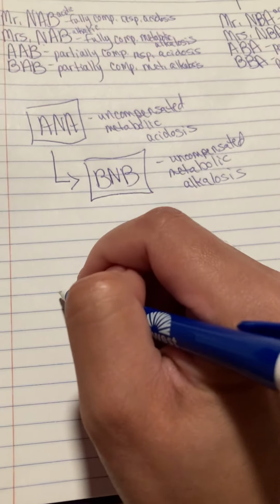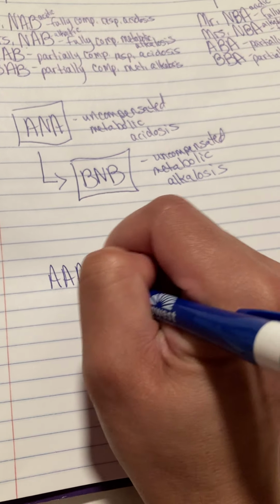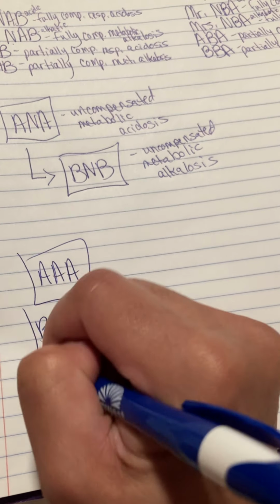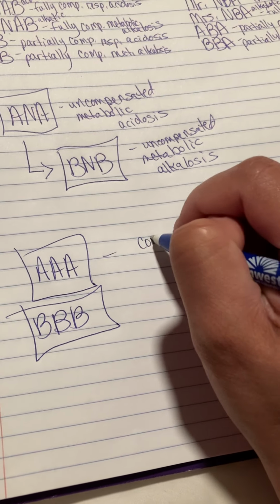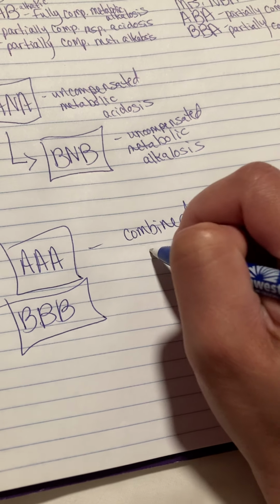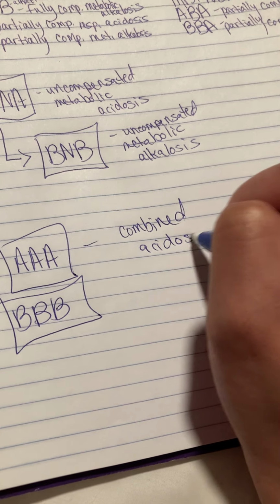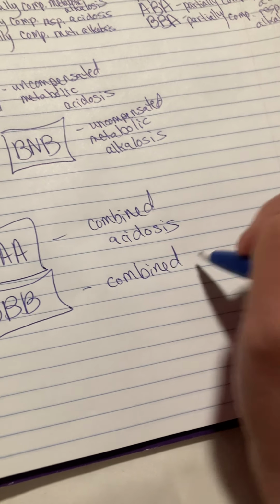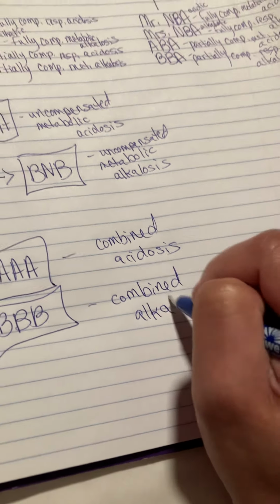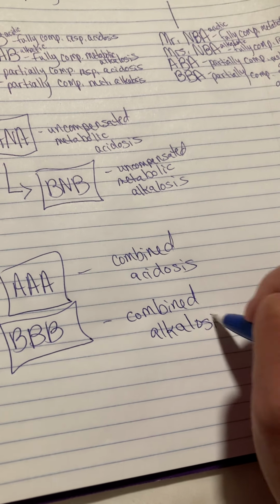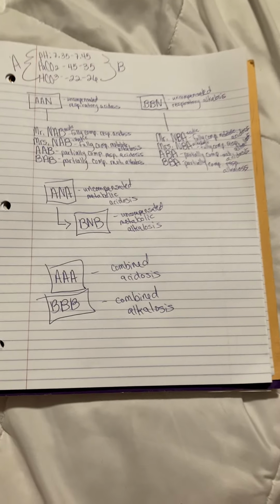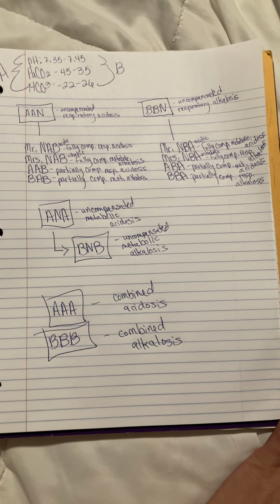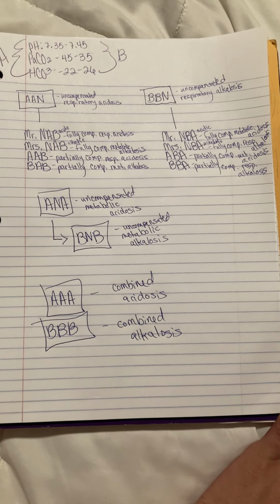And then let's not forget AAA, BBB: combined acidosis, and combined alkalosis. So how do you make sense of this? Stay tuned. So here's a look, and I'll go over in my second video how to make a little bit more sense of this.